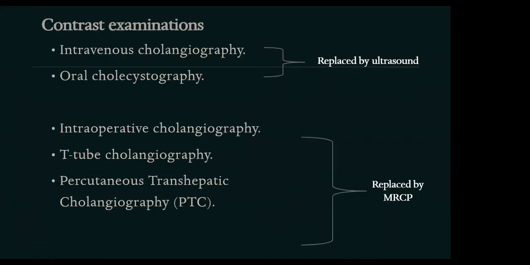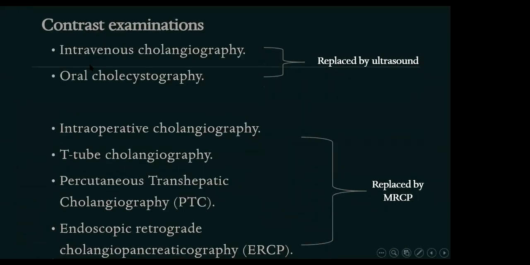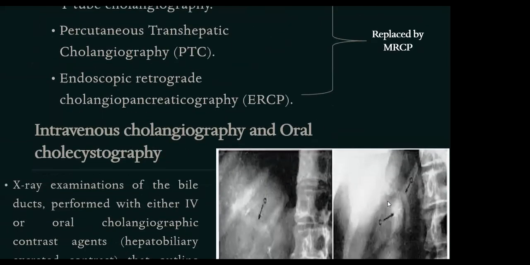Contrast examination. We have intravenous or oral cholecystography. They both have been replaced by ultrasound. We have intraoperative cholangiography, T-tube cholangiography, PTC, and ERCP. They all have been replaced by MRCP.